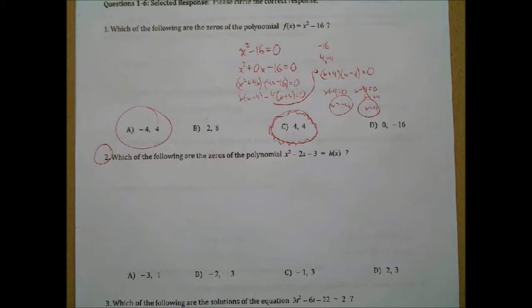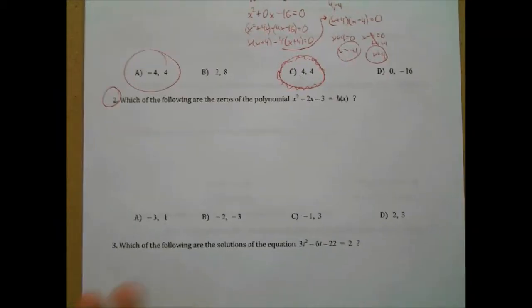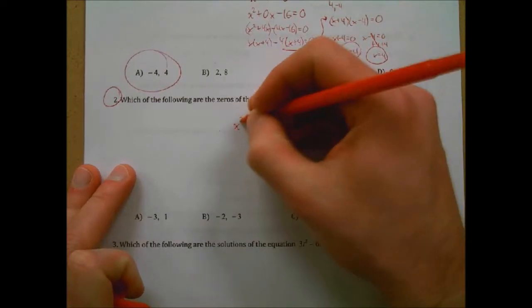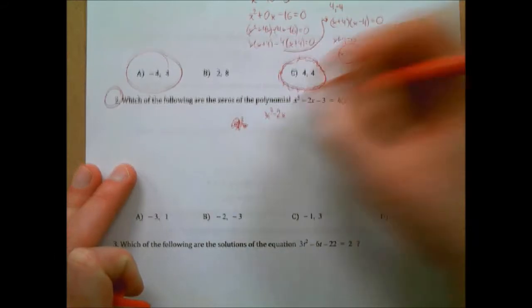You're confused. Well, let's go over it then. Number two. Okay. Mark, if we want to find the zeros of polynomial, what should we do? Set that polynomial equal to what? Zero. Zero, yeah. X squared minus 2x minus 3 equals 0.